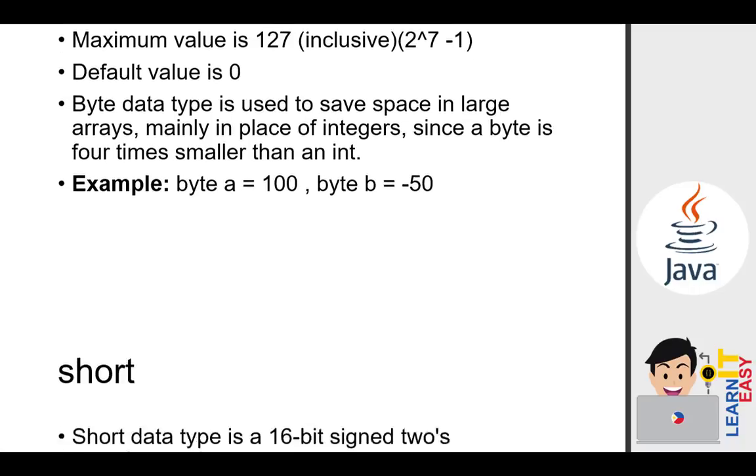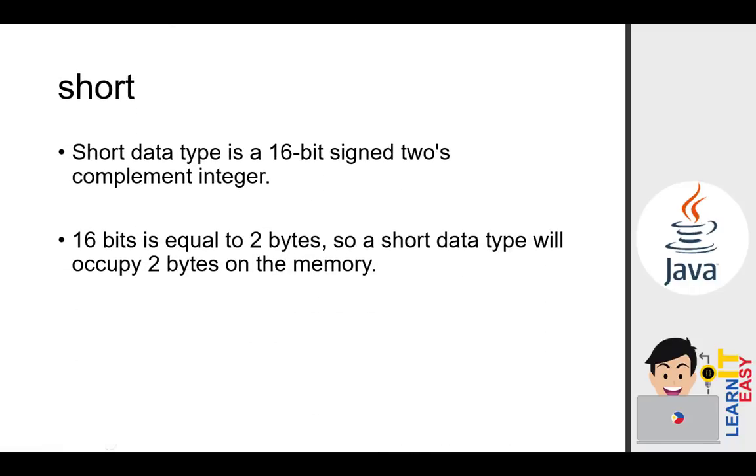So, next, we have yung tinatawag nating short. The short data type is a 16-bit signed 2's complement integer. And 16 bits is equal to 2 bytes. So, a short data type will occupy 2 bytes on the memory.